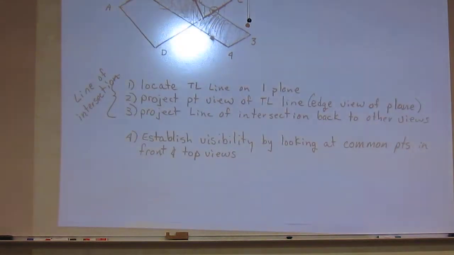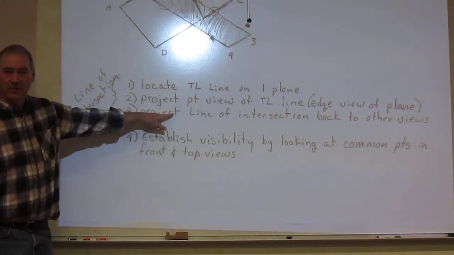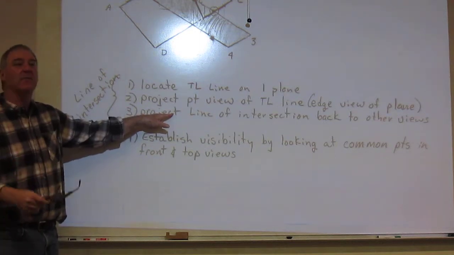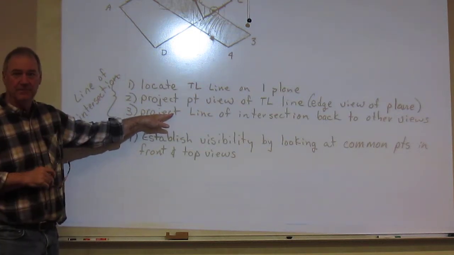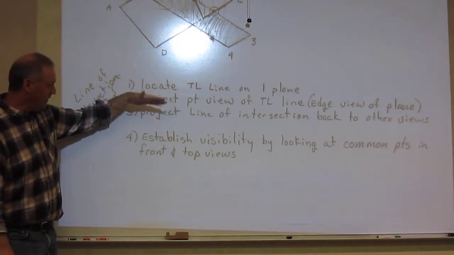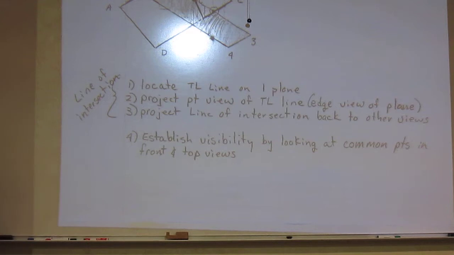So in essence, when you are doing this, you are looking at two planes and how they intersect. Always first locate the true length line on one plane. Then project to edge view, where you're applying Laws 1 and 2. Once you get to edge view of a plane, now you know where things are hitting, because we have visibility that we can then project back through. So first we've got to get a plane on edge, then we start setting visibility.